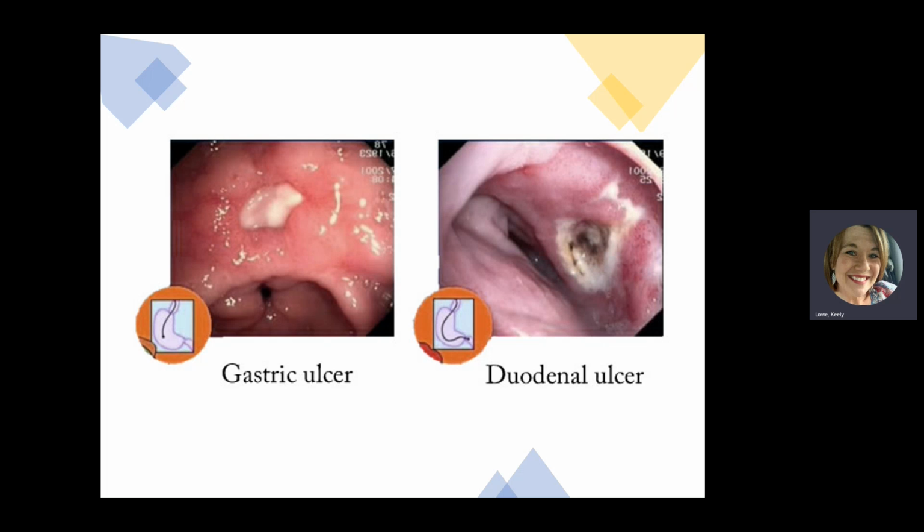And so these are gastric ulcers in the stomach. Again, they kind of look like canker sores. Ulcers can be very deep. They can have bleeding. And this is a duodenal ulcer, past the pyloric sphincter from the stomach into the small intestine. It can really damage either the duodenum in the small intestine or even that sphincter that opens and closes. And if it's damaged, it doesn't open and close correctly.